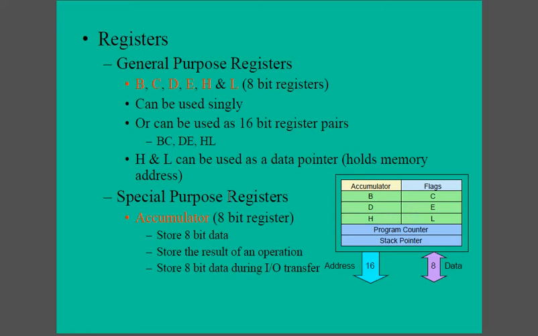And then we also have a special purpose register, which is the accumulator. The accumulator also stores 8 bits of data, and whatever operation is done by the ALU will be stored inside the accumulator. It also stores 8-bit data during IO transfer. If we want to transfer data to the IO or from the IO, all of the data will go through the accumulator.